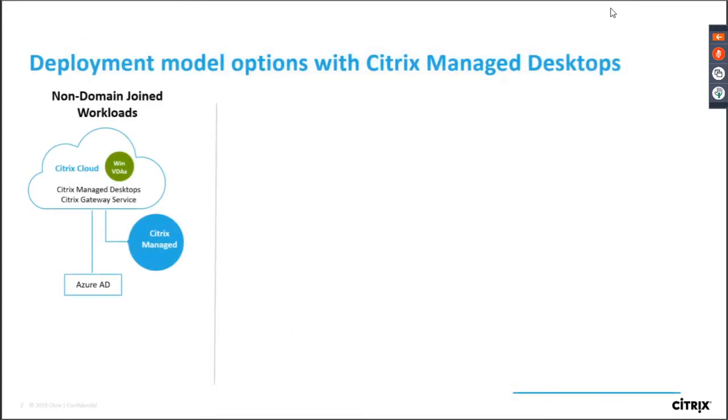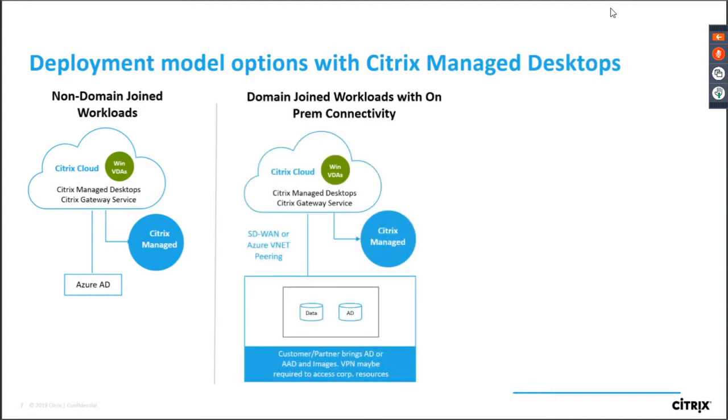Let's take it one by one. What kind of deployment models can we leverage with the Citrix Managed Desktops? The first model is the non-domain joined. Non-domain joined means that the workloads, the VDAs, the servers hosting the applications and the virtual desktops, are not joined to any domain. This is the first deployment model that Citrix offers.